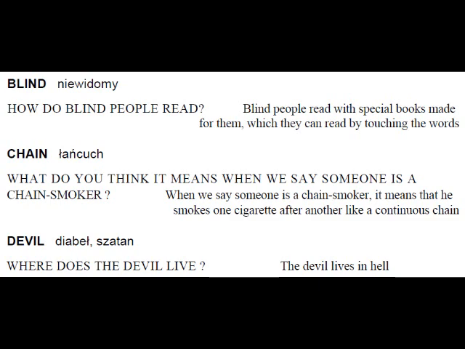Blind. How do blind people read? Blind people read with special books made for them, which they can read by touching the words. Chain. What do you think it means when we say someone is a chain smoker? When we say someone is a chain smoker, it means that he smokes one cigarette after another like a continuous chain. Devil. Where does the devil live? The devil lives in hell.